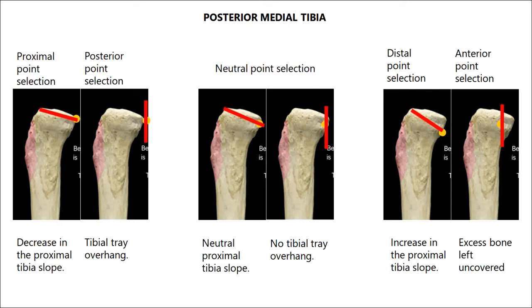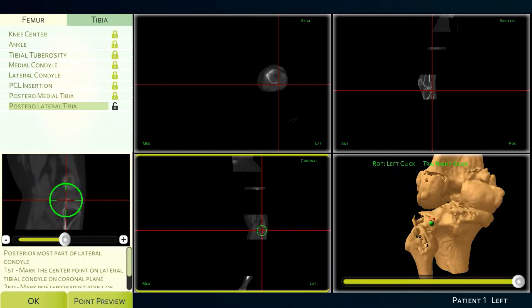Preview with interactive 3D view helps cross out any errors of landmark selection by direct visualization of the overhang or underhang as well as the difference between the native slope and the tibial tray helps cross-validate the accuracy of landmark selection. The posterior lateral tibia. This landmark is used to define the posteriormost point on the lateral tibial condyle.